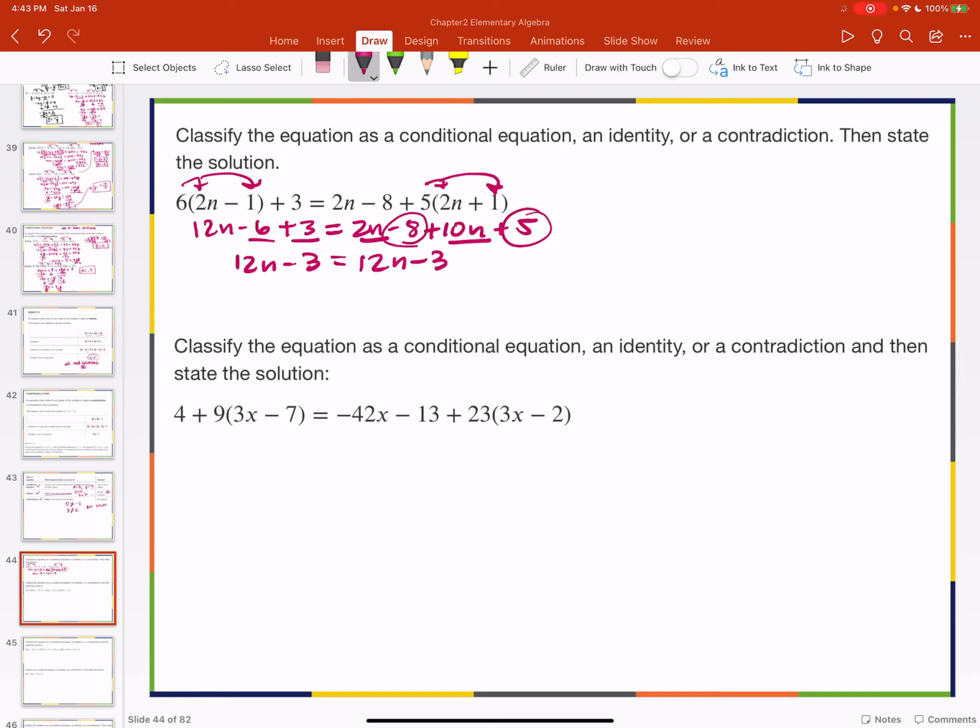Oh, okay, so do you kind of see where we're going here with this, right? If I try to move the variable over, it cancels out on both sides, and I get negative 3 is equal to negative 3.